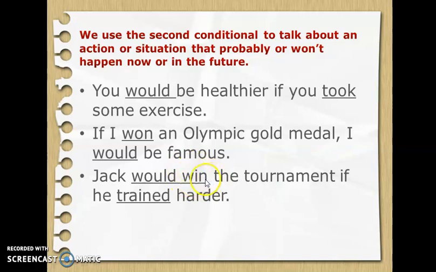There's always a base word after would because would is a modal word. The if clause always takes on a past tense word because we are referring to situations which probably would not happen now or in the future. You are only talking about something that you imagine would happen, but actually it doesn't happen now. It will not happen in the future as well.